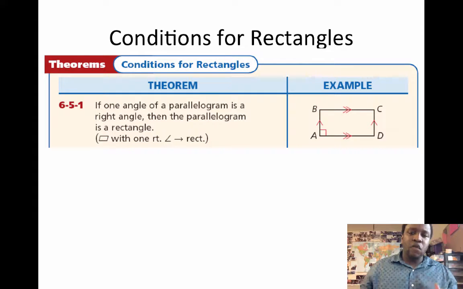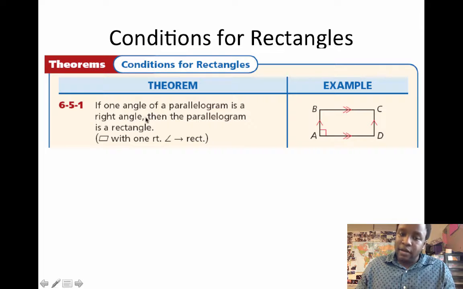Now, conditions for a rectangle. If one angle of a parallelogram is a right angle, then the parallelogram is a rectangle. So you'll be writing in, then the parallelogram is a rectangle. So remember, when we know that something's a parallelogram, we know that the opposite sides are parallel. The opposite sides are congruent. The opposite angles are also congruent, and the consecutive angles are supplementary.